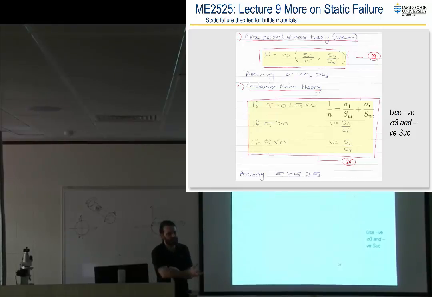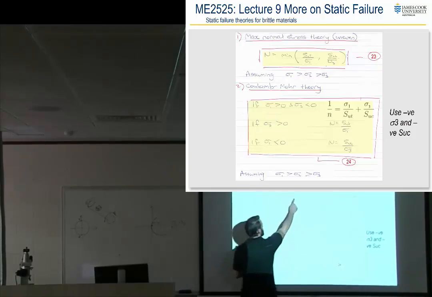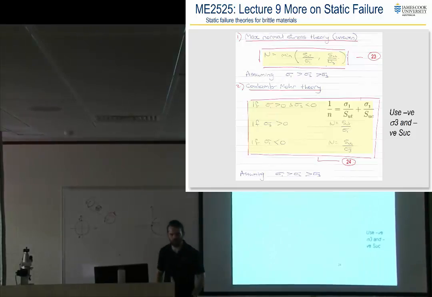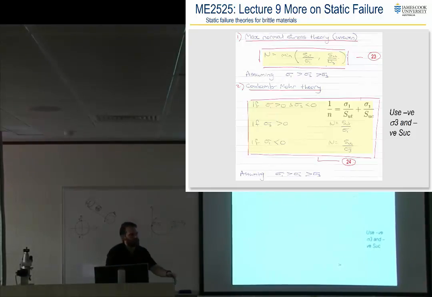This is really just rational thinking, okay? So it's not a black box equation so much as if you've got a tension stress, the maximum tension, you compare to the ultimate tension. If you've got a compressive, you compare the maximum compressive to the compressive ultimate, yeah? And then you just take the minimum factor of safety. So if you're closer to the failure in tension than you are to failure in compression, that's your factor of safety. So that's why we've got this min operator there for the normal stress. Okay, so you just have to use rational thought and just apply what you understand about the theory.